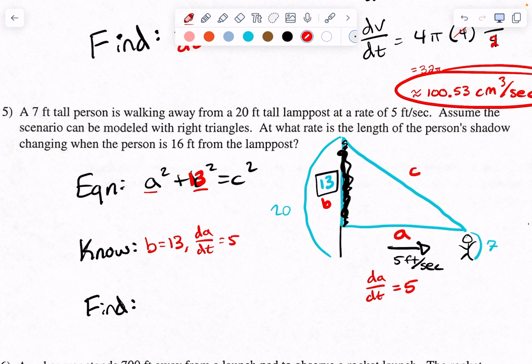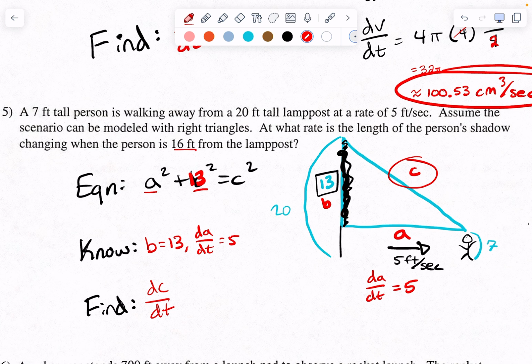I don't understand how we find the shadow. At what rate is the length of the person's shadow changing? Well, doesn't this determine the rate of the shadow? Because of the angle of the light. So they're asking for dC/dt. They just asked for it in a really weird way. Because the rate at which this is changing is going to be the same as the rate of the shadow changing. Okay, so we're trying to find dC/dt.